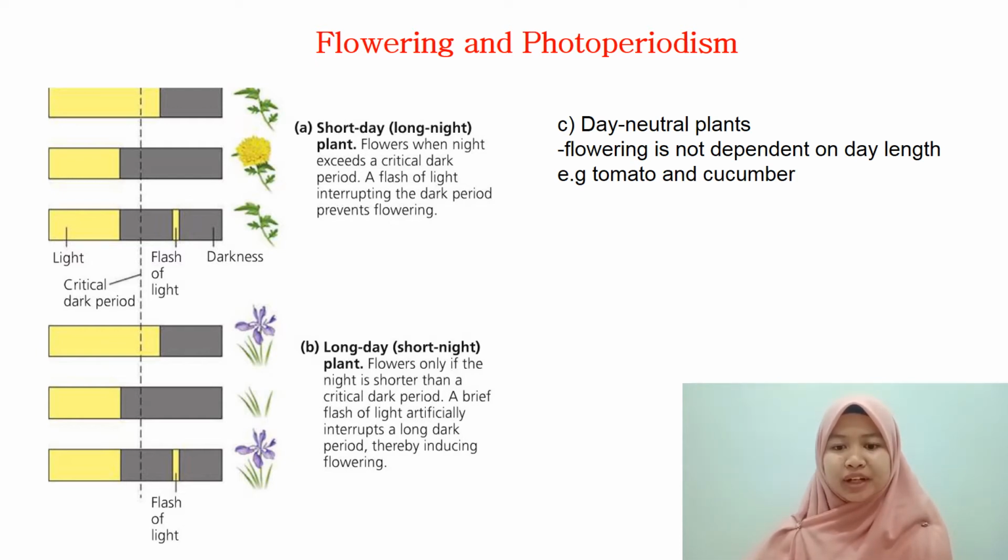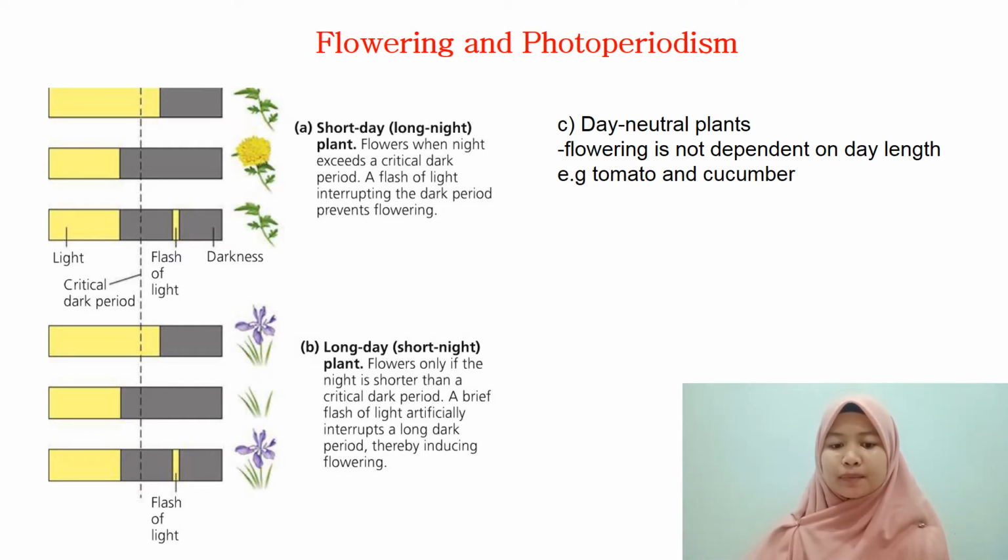Let's look at them one by one. Short day plants flower when night exceeds the critical dark period and the day is shorter. Let's look at the first bar. Here, the day is longer than the critical length, and this plant does not flower. In the second bar, the day is shorter than the critical length, and this type of plant flowers.